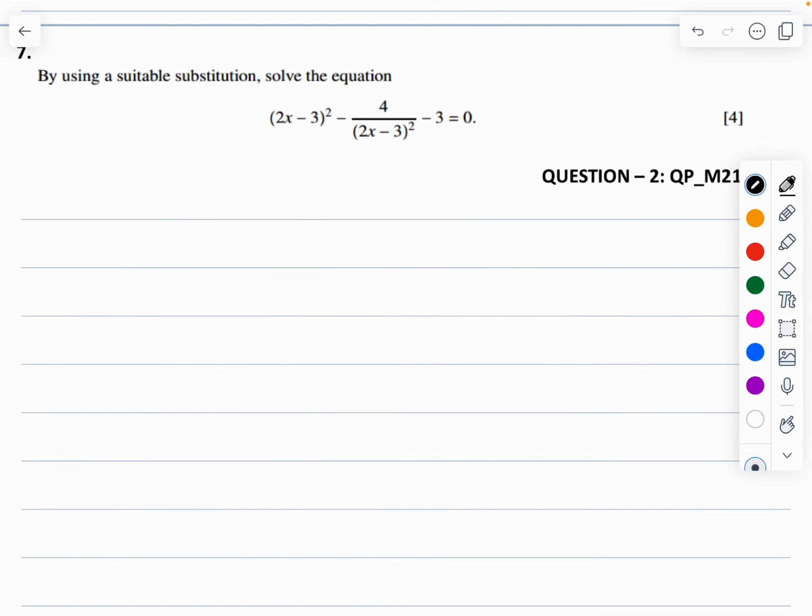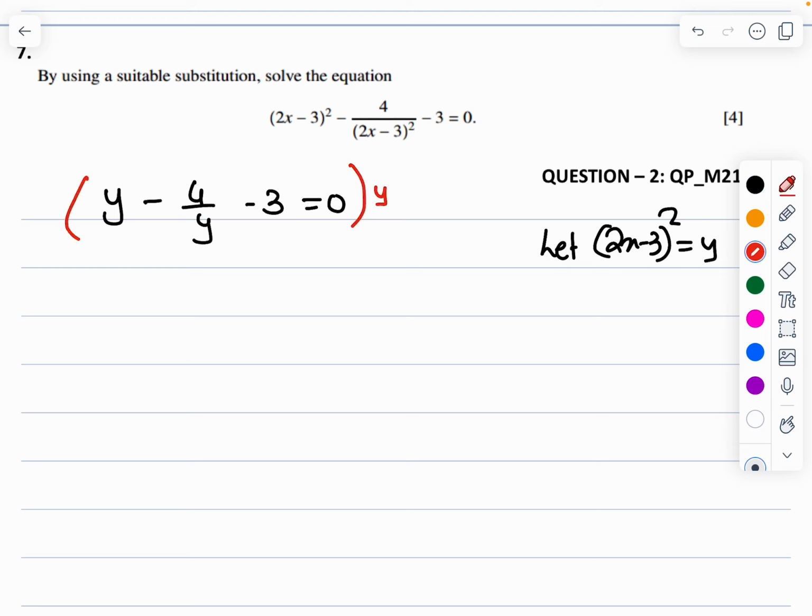Question number 7. Let (2x − 3)² equal y. So it becomes y − 4/y − 3 = 0. Multiply the whole equation by y. So y² − 4 − 3y = 0. So I get y² − 3y − 4 = 0.